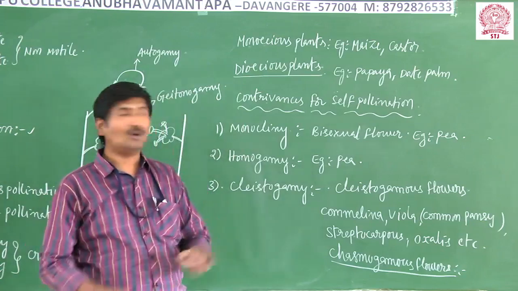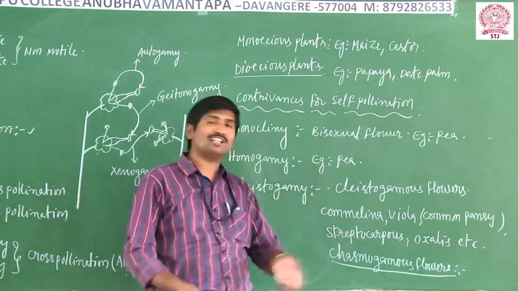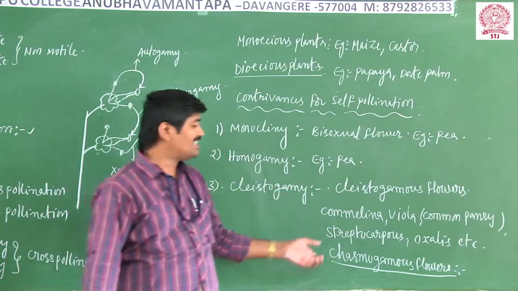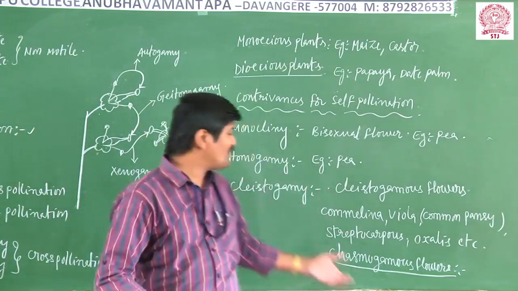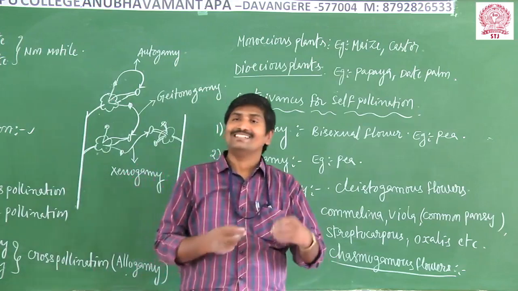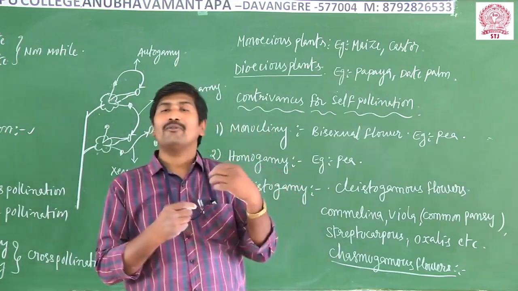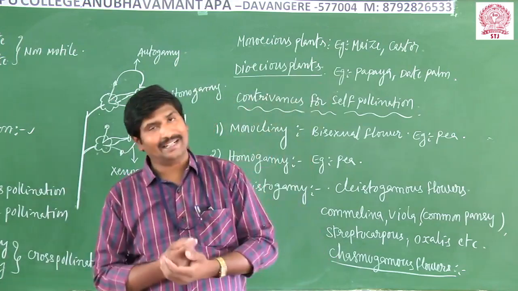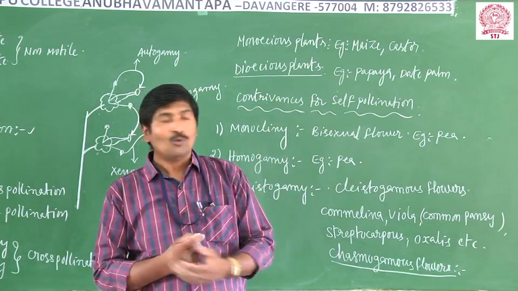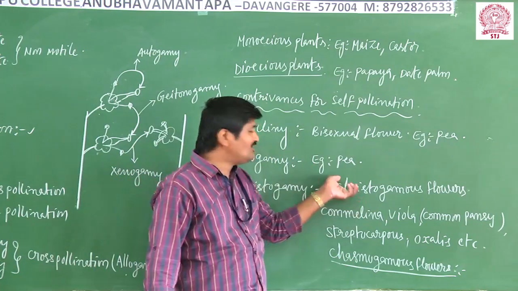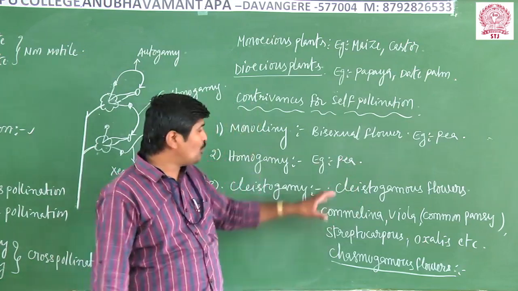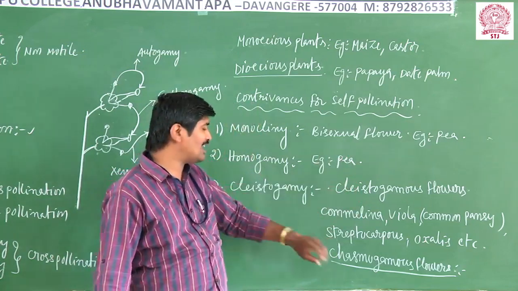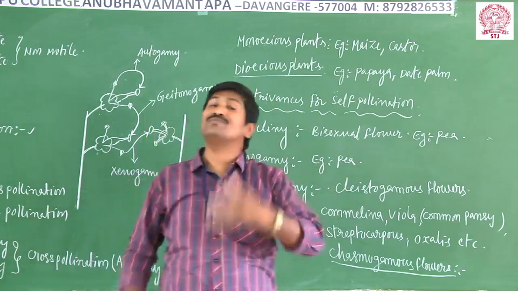Chasmogamous flowers. Both cleistogamous flowers and chasmogamous flowers. What is meant by chasmogamous flowers? The chasmogamous flowers means the anther and the stigma are well exposed to outside. Open flowers. These are the closed flowers. These four plants contain both cleistogamous flowers as well as the chasmogamous flowers.